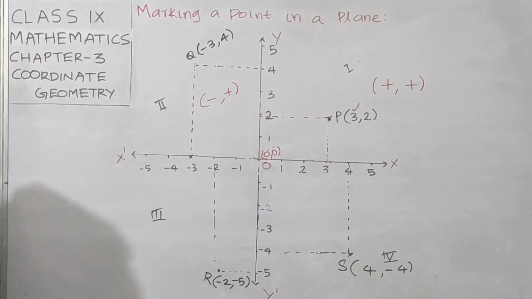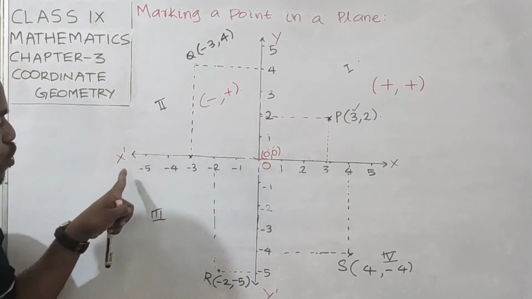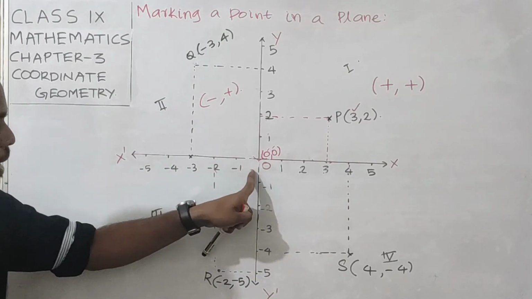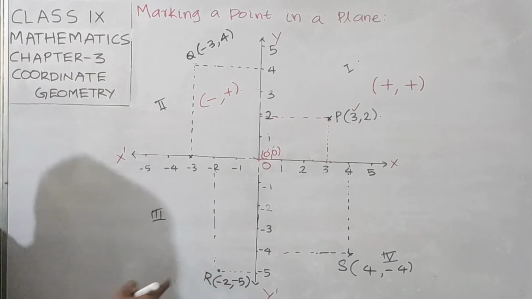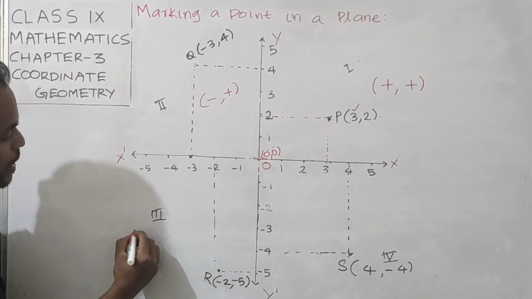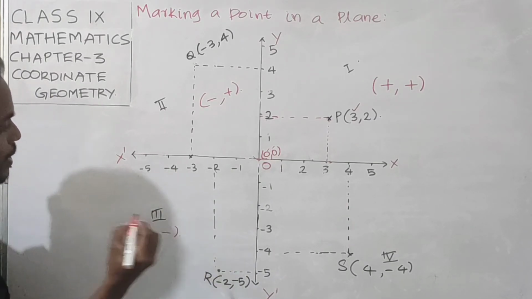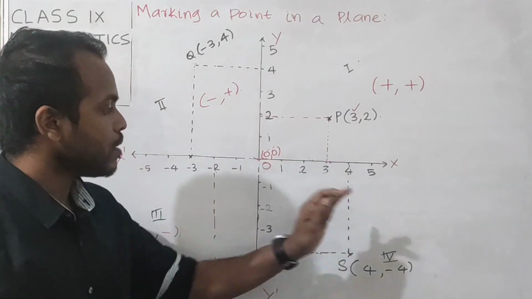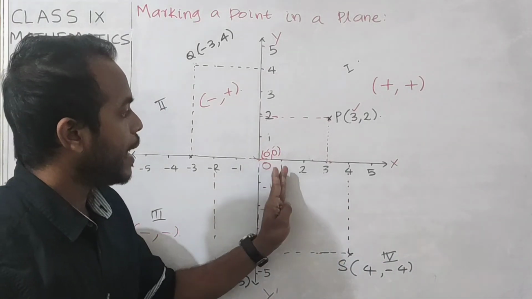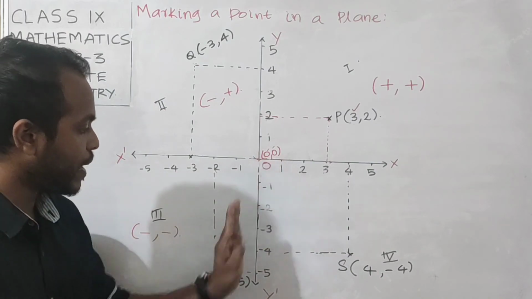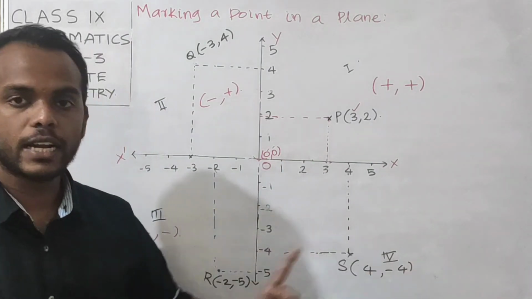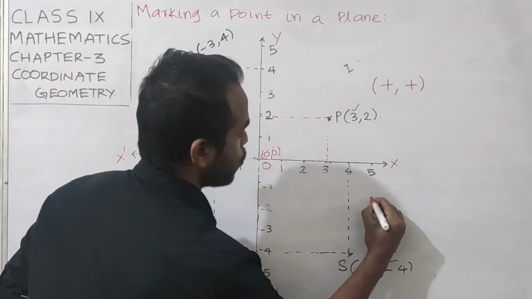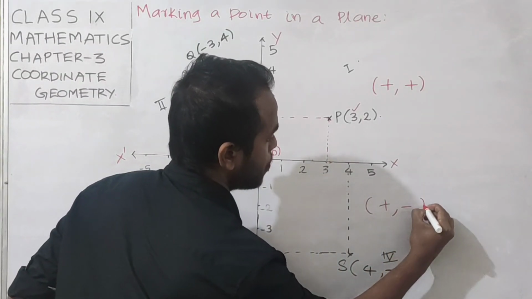What about the third quadrant? You can see the x coordinate will be negative always, and so will the y coordinate. We can see an example here itself, -2, -5. So we can say negative, negative. Then in the fourth quadrant, the x coordinate will be positive and the y coordinate will be negative. You can see the x coordinate is positive, the y coordinate is negative. So what's the formula? Plus, minus.